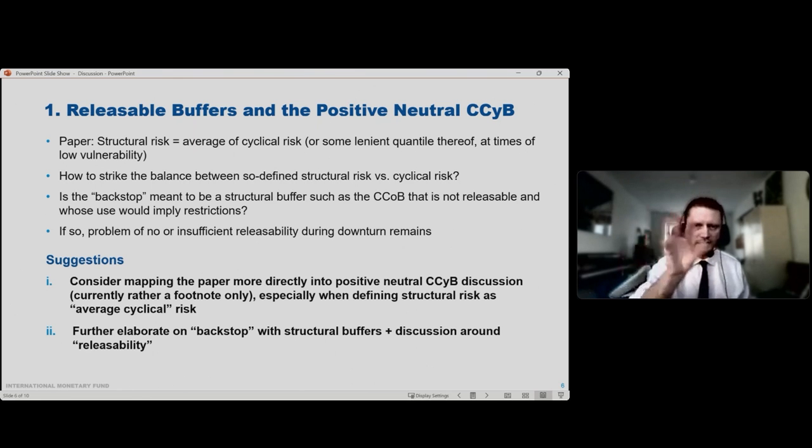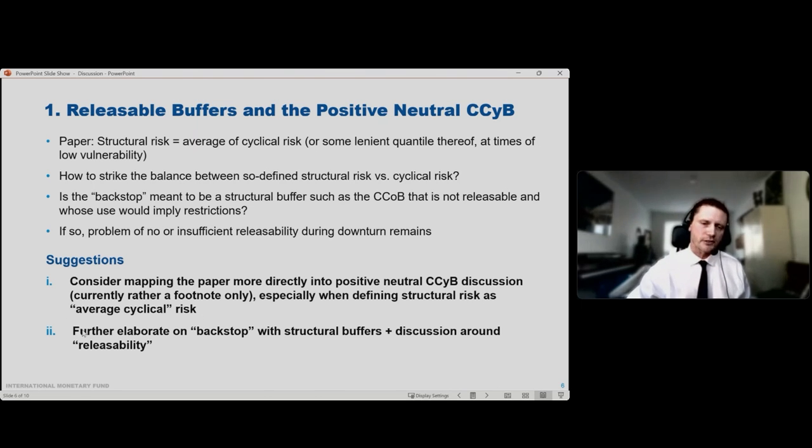And so this reasoning brings me to my first concrete suggestion for the authors' consideration, which is that I think it could be useful to consider mapping the whole paper more directly and more explicitly into the positive neutral CCYB discussion. So currently this is just one sentence and a footnote in the middle of the paper. So I think it could be useful to expand on this, especially when defining structural risk as average cyclical risk, as the authors do.